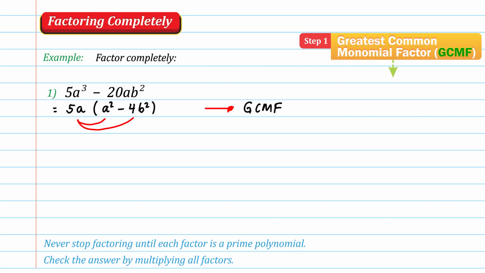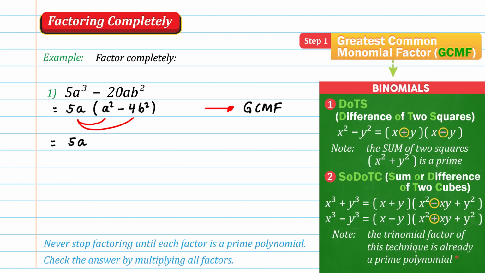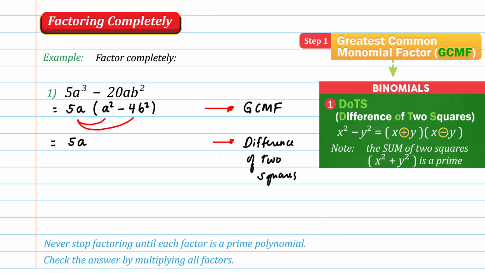Now, let's see if we can factor this further. Let's copy 5a. And looking at what is left, it's a binomial. So we can only have two possibilities. It's either a difference of two squares or the difference or sum of two cubes. In this case, it's obvious that a squared and 4b squared are perfect squares. So this is the first case, a difference of two squares.